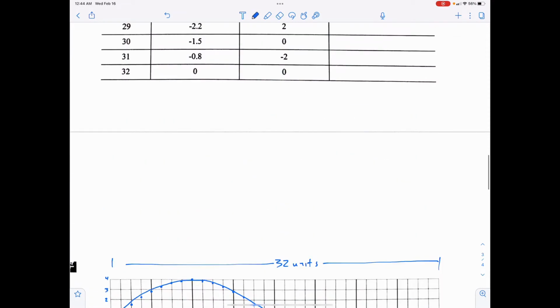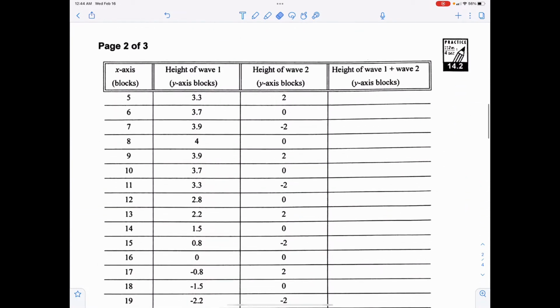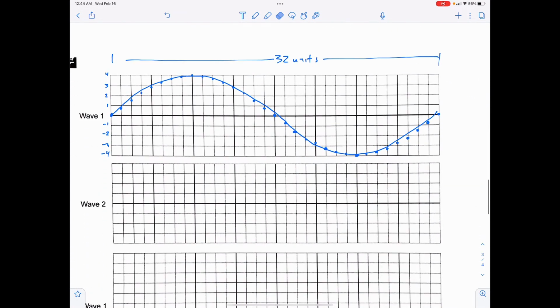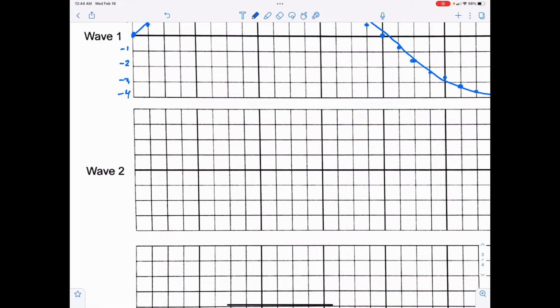So in order to graph wave 2, I am now focused on this column here, which is actually easier because it's oscillating between 0, 2, 0, back to negative 2, 0, 2, 0, back to negative 2, right? It's very predictable. So this one's going to be easier to do. So this is going to be 1, 2, 3, 4, 0, negative 1, negative 2, negative 3, negative 4.